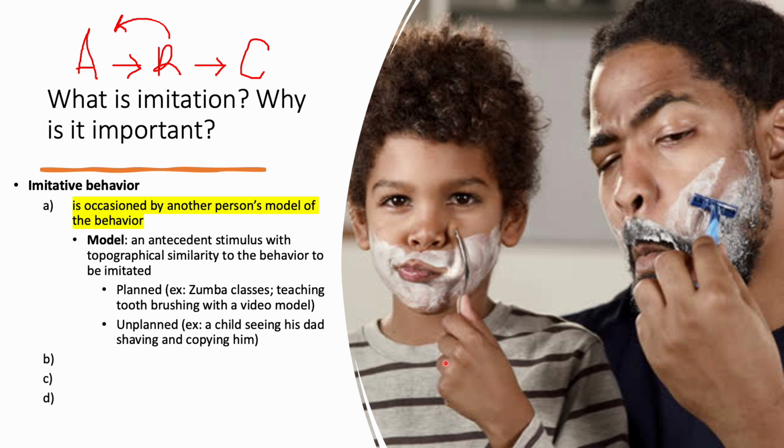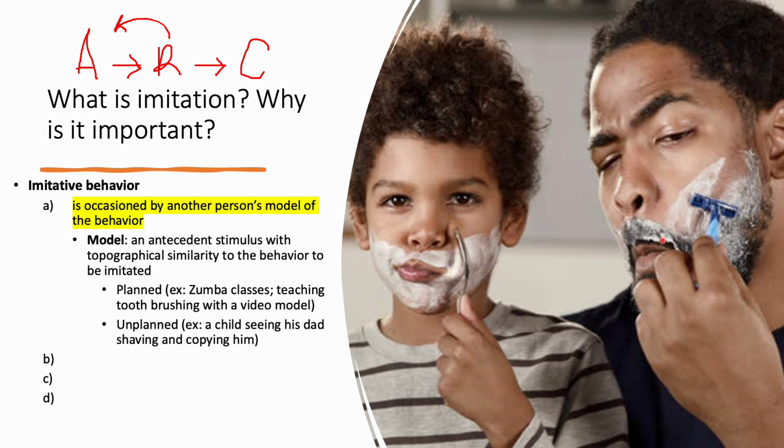This picture is very likely, we don't really know the context, but if the dad gave the child the spoon and was like, hey, I'm going to shave, do this with me, and he explicitly told him to shave along with him, he said, do this, and told him to copy him, then that would be a planned model.